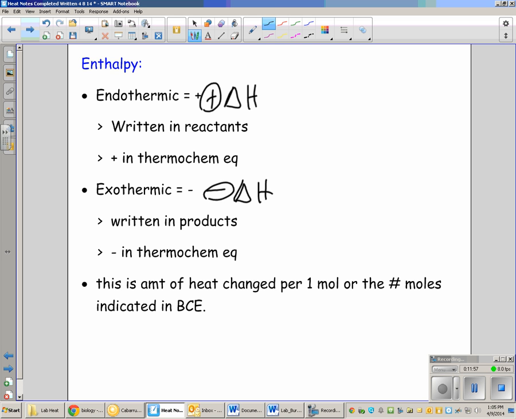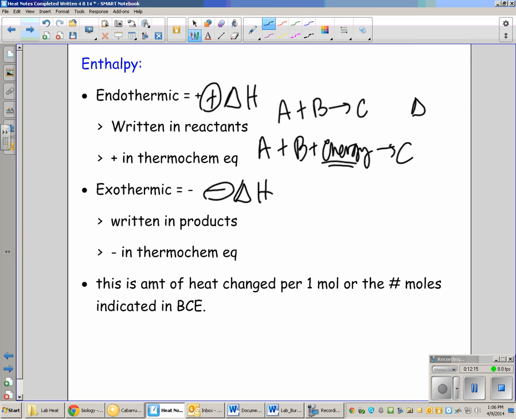So for example, you'll either have A plus B plus energy yield C, something like that. Or instead of me showing you that energy is in the reactants, it'll be given to you as A plus B yields C, and then over here out to the side it'll say delta H is some positive number. So this is the way that you'll see it on your problem set. It'll say a thermochemical equation is blah blah blah, and then out to the side it'll say delta H is plus 60 kilojoules. So it's going to tell you it's endothermic by the positive number.